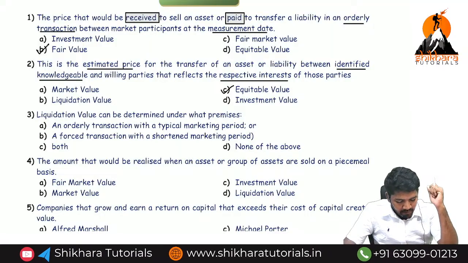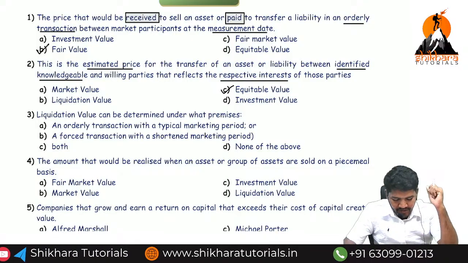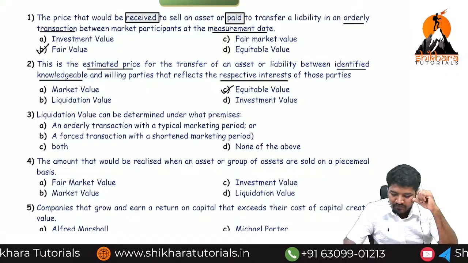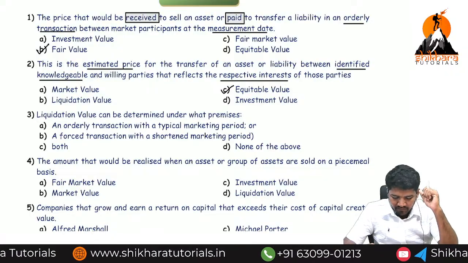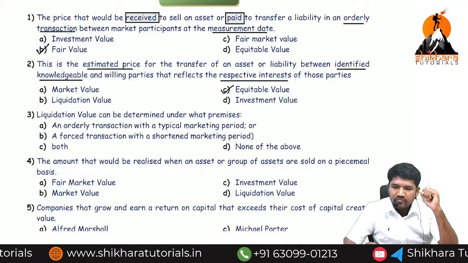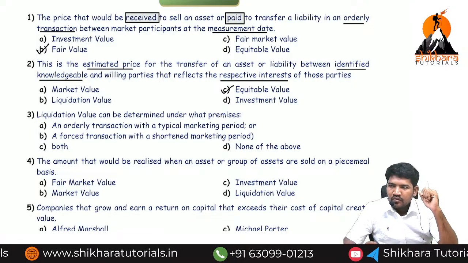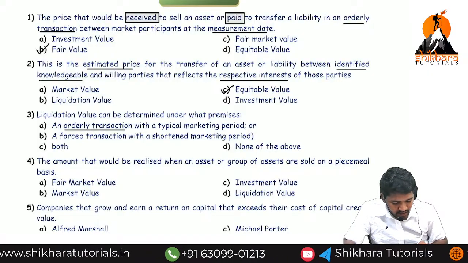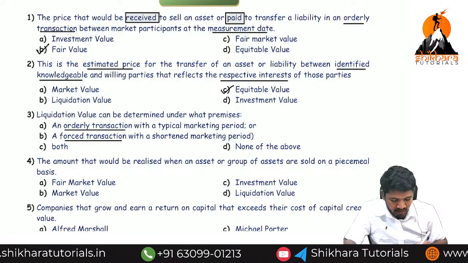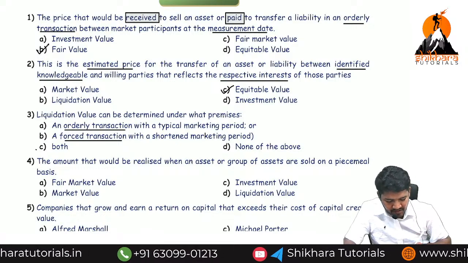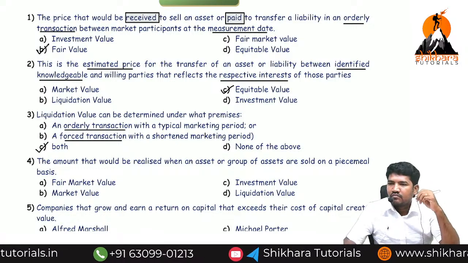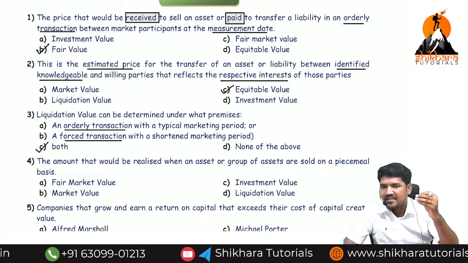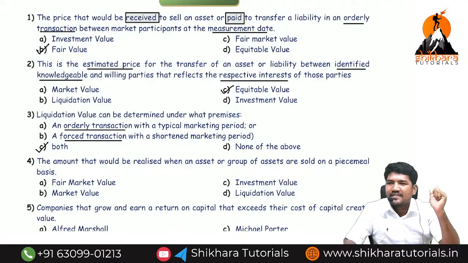Now, MCQ number 3. Liquidation value can be determined under what premises? Both. So, orderly transaction as well as forced transaction. Both are correct, the best is both. So when you are solving MCQs, you have a correct answer as well as a best answer. You will get the marks for the best answer.